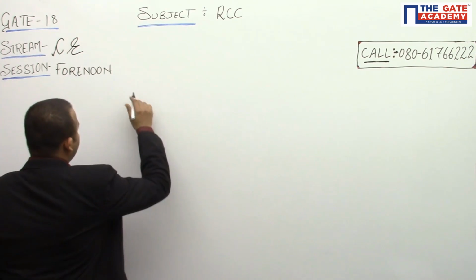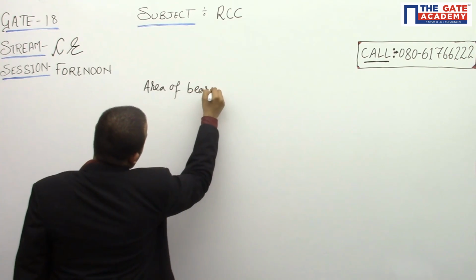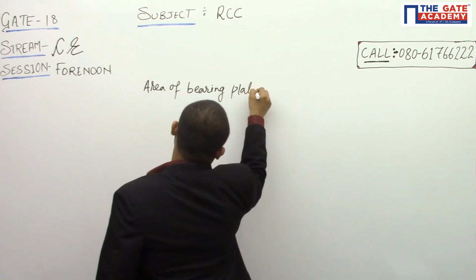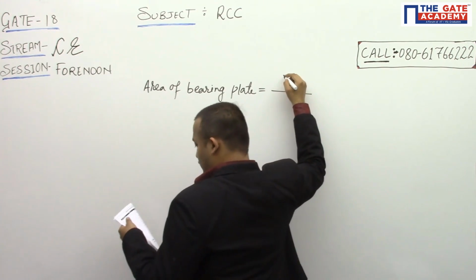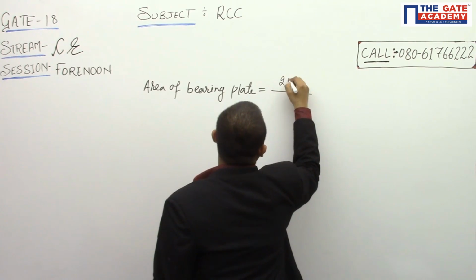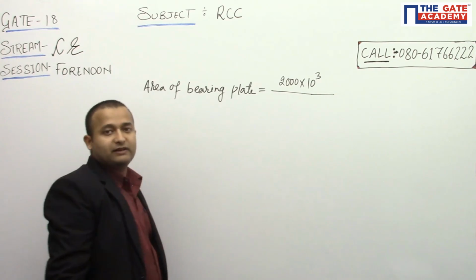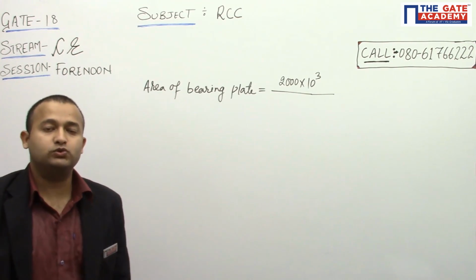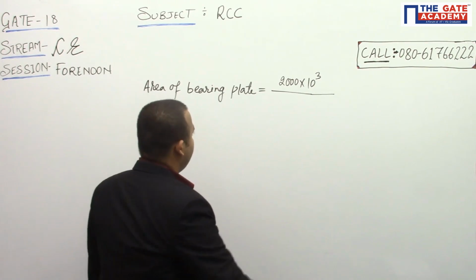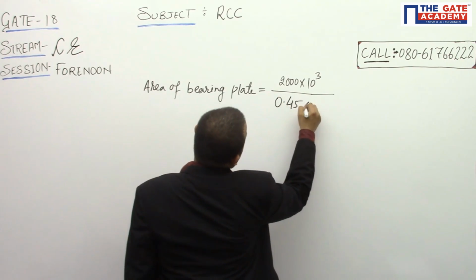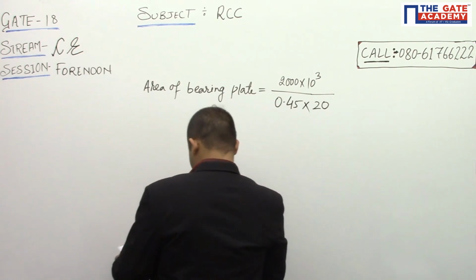So sides we can easily calculate because it is a square plate. So we can write here, area of bearing plate equal to applied load, that is your 2000 kilonewton. It is factored load, so into 10 to the power 3. Bearing strength of the concrete is already given as per IS 456:2000. It is equal to 0.45 fck, so 0.45 into fck. The grade of the concrete is given M20, so 20 Newton per mm square.